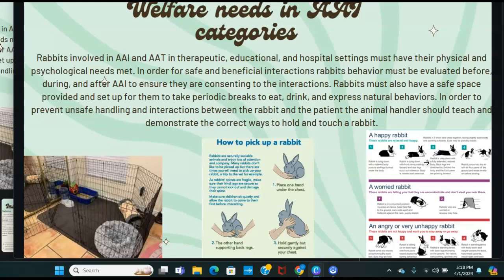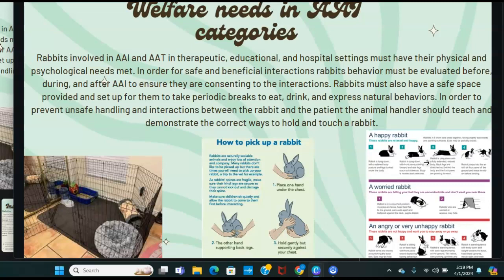Rabbits also need to have a safe space provided and set up during animal-assisted interventions for them if they need a break. If they're showing stress signs, they need to have hay, a little bit of pellets, water, and some of their familiar toys where they can express natural behaviors, feel safe, feel a familiar space where they are comfortable in.